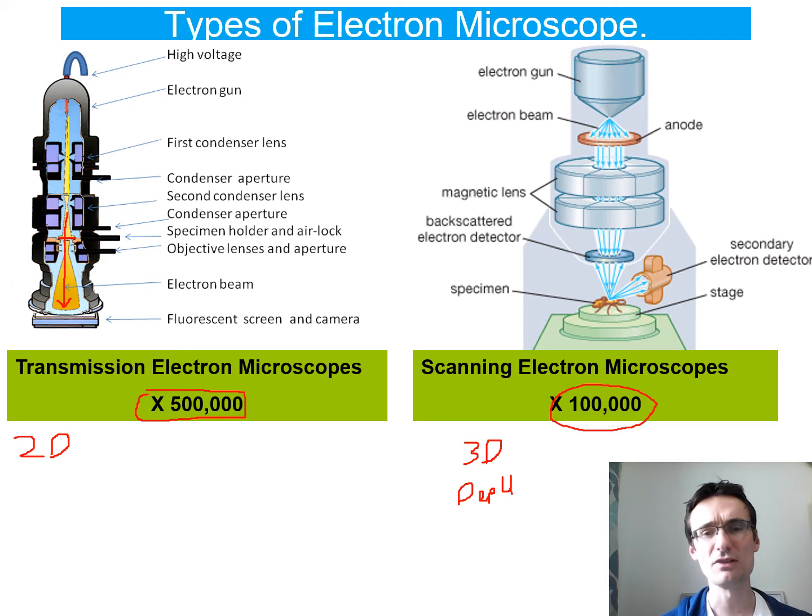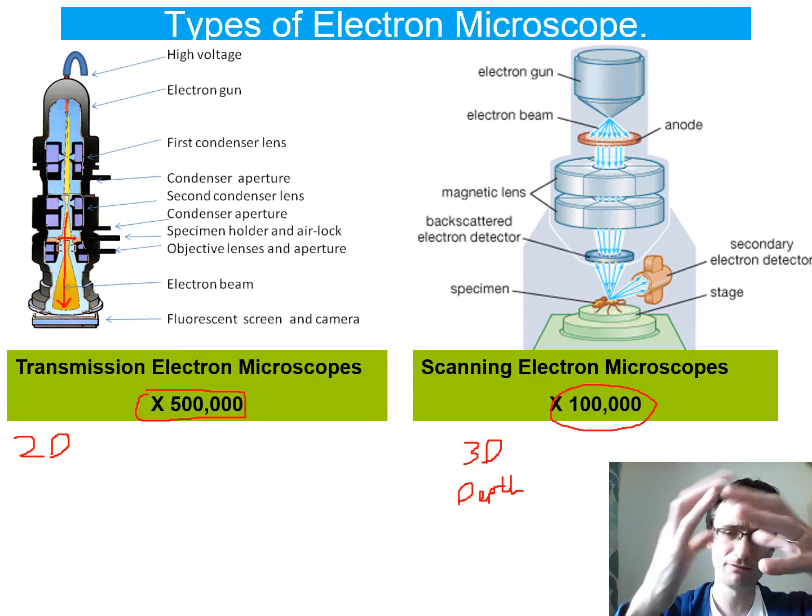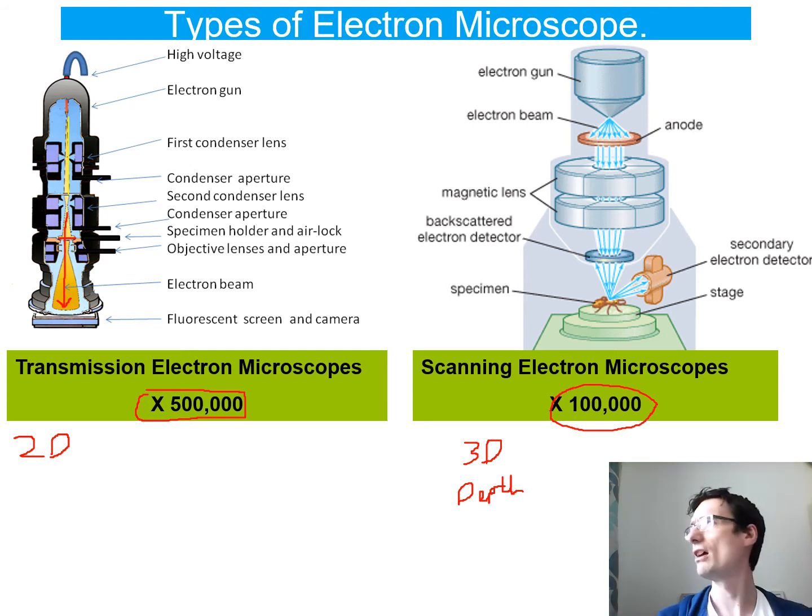So if we want to look at the surface of, let's say, a virus, like the integrity of the virus, the outside of the virus, we could look at that. If we want to look at the surface membrane of a cell, we could look at that. So it gives us this 3D shape. Both of them produce, however, 3D but in less detail. Both of them produce black and white images.